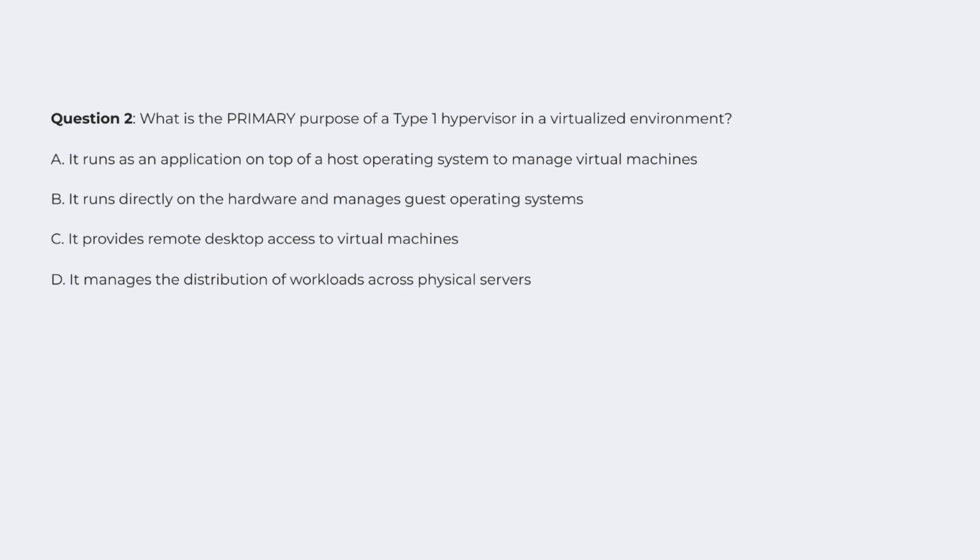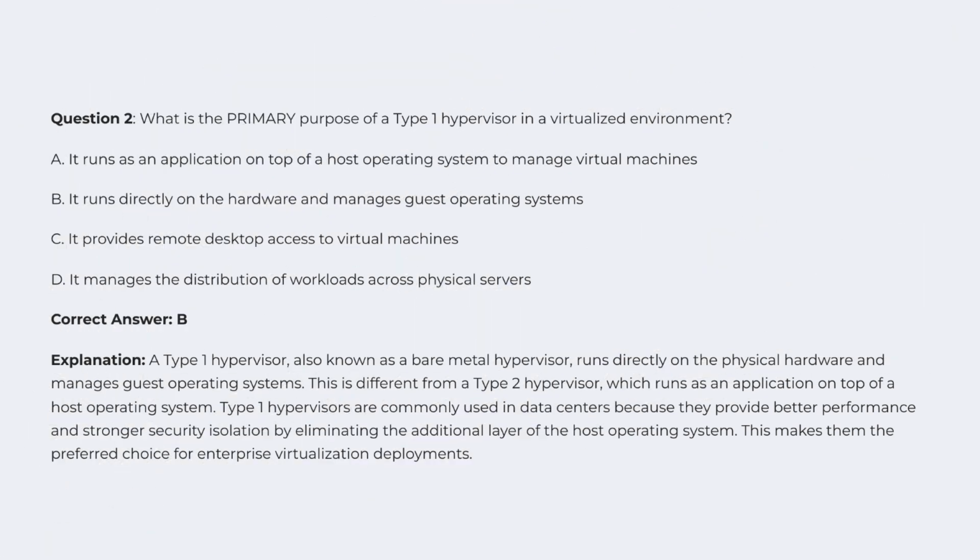Correct answer, B. Explanation. A Type 1 hypervisor, also known as a bare metal hypervisor, runs directly on the physical hardware and manages guest operating systems. This is different from a Type 2 hypervisor, which runs as an application on top of a host operating system. Type 1 hypervisors are commonly used in data centers because they provide better performance and stronger security isolation by eliminating the additional layer of the host operating system. This makes them the preferred choice for enterprise virtualization deployments.